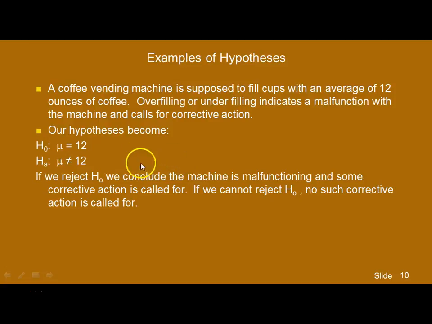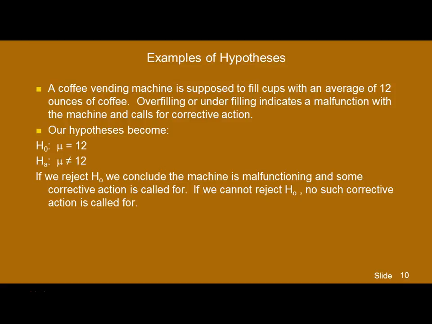In this case, though, we're going to use a two-sided test, because if the average is either above 12 or below 12, it's going to be a problem and indicates a malfunction. So we will put both of those into the alternative hypothesis. Is the mean not 12? Again, if we reject the null and conclude the mean is not 12, it indicates that the machine is malfunctioning in some way and needs correction. And if we can't reject H0, no such action is called for.